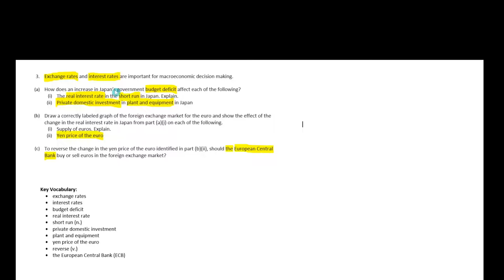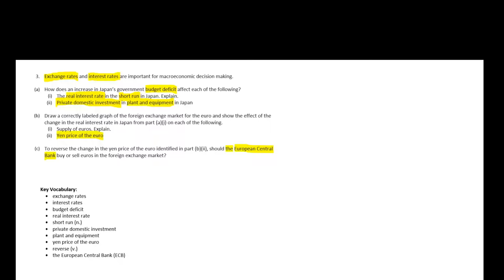So let's get started, and we will look at this vocabulary as we go through the question this time so that it's more obvious what the relationship is with the context. Okay, so let's get started looking at this question stem that says exchange rates and interest rates are important for macroeconomic decision making. A quick review here on exchange rates.